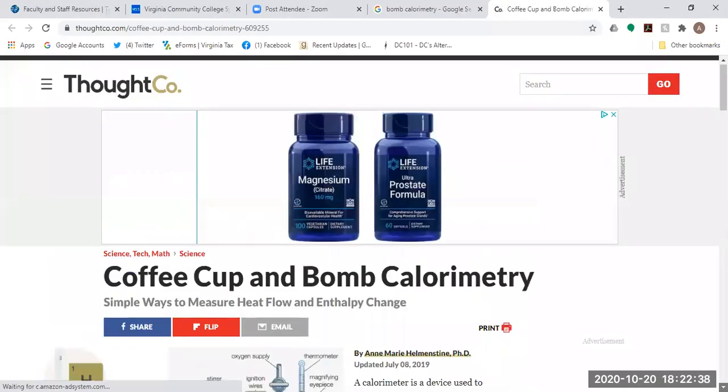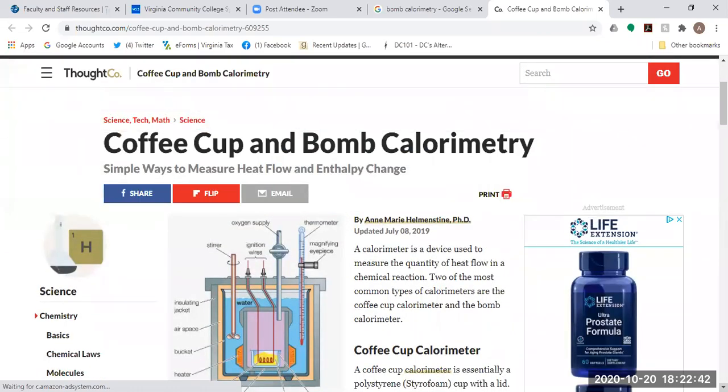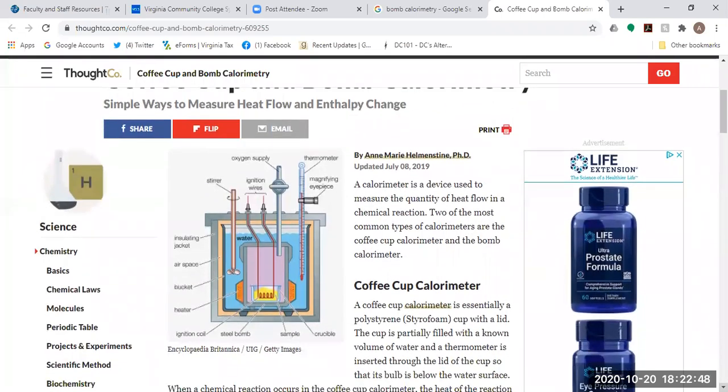All right. So let's talk about bomb calorimetry for a moment. We are a community college. We don't have a bomb calorimeter. However, this is how they work. If you have ever wondered how they figure out how many calories are in your Snickers bar, this is how they do it.